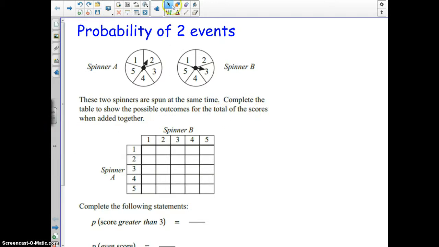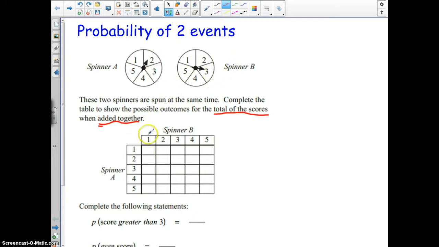I think there are some really important keywords in here that we need to look at first: the total of the scores when added together. Imagine if you spin this and it lands on 2, and you spin this and it lands on 3. What is the total of those numbers? You can already know that by adding 2 and 3, which is 5. But 5 will not be the only outcome. There will be tons of outcomes, because not all the time will the spinner land here on 2 and this spinner land on 3.